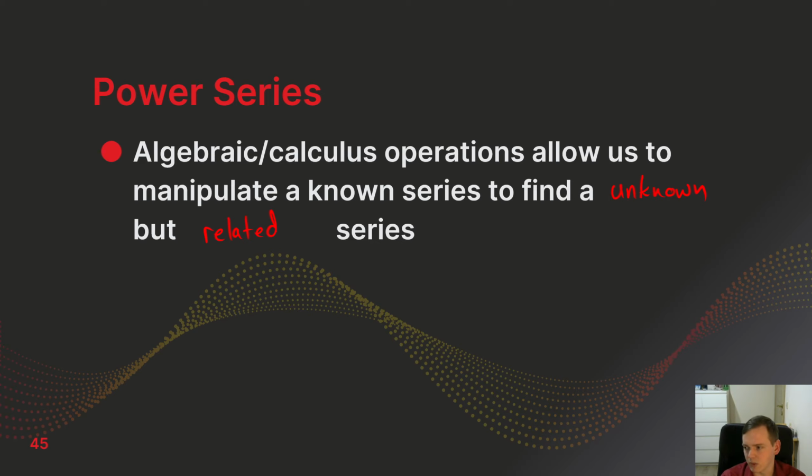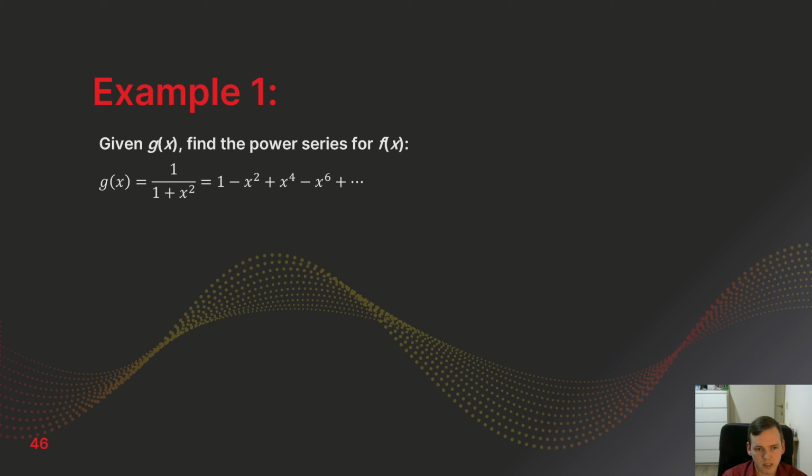So we're going to do two examples here. The first is, given g of x, find the power series for f of x. So g of x is 1 over 1 plus x squared, and they're telling us this is our general expression. Now we need to find out how g of x and f of x are related, because that's also going to be how their series are related. Looking at this, it may not be immediately obvious, but I'm going to tell you in a second.